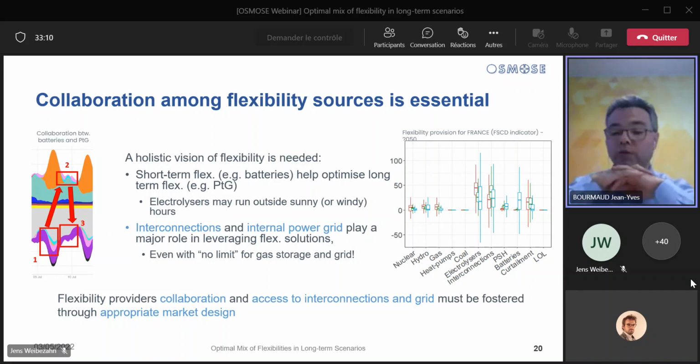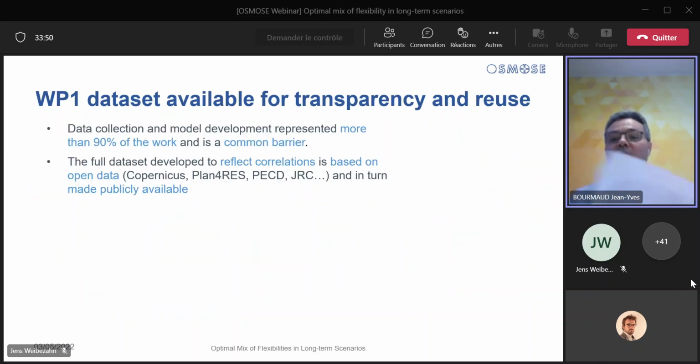And this value of grid flexibility exists even in simulations without any limit for gas storage or gas transmission. Taking these limitations into account would even increase the flexibility value of the power grid. It should be noted that this collaboration among flexibility providers appears as a result of a system-wide optimization. In practice, in order to reach this optimal behavior, collaboration between flexibility providers and access to interconnections must be fostered through appropriate market design. Next slide, please.